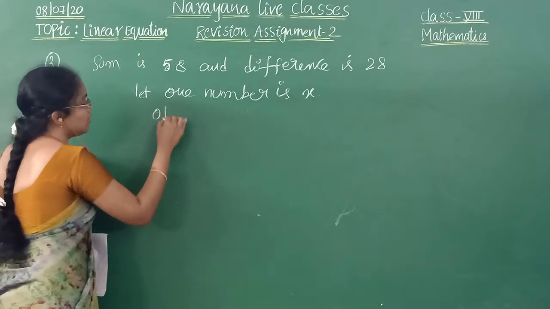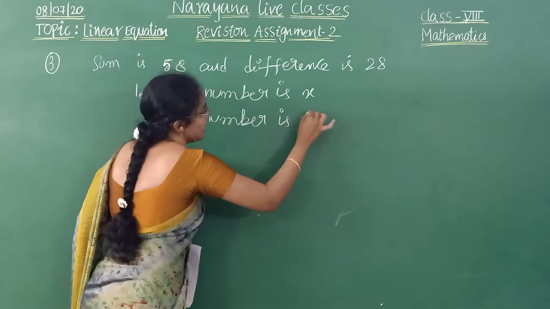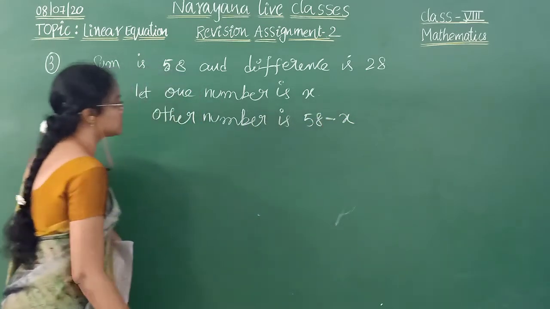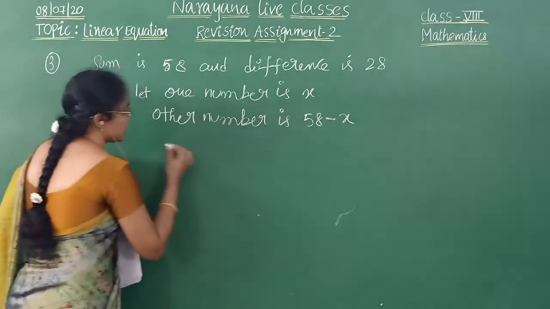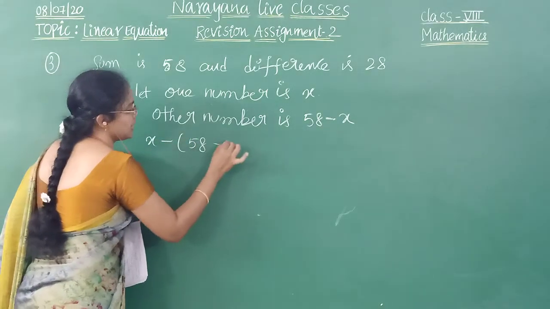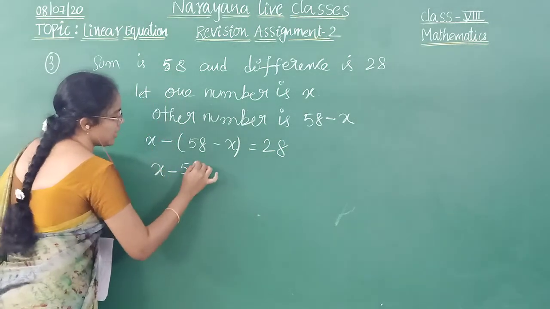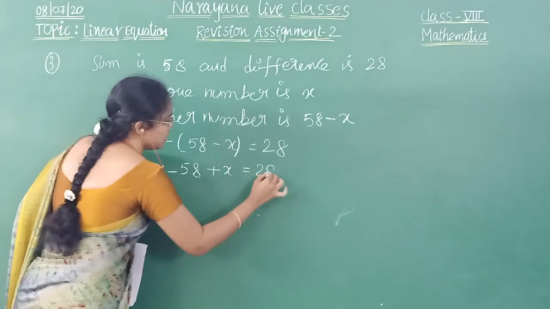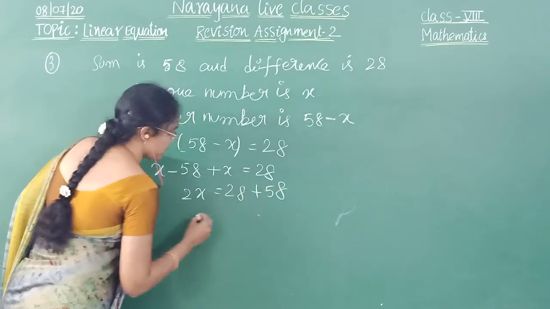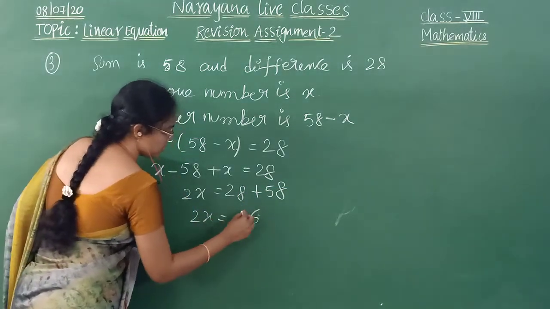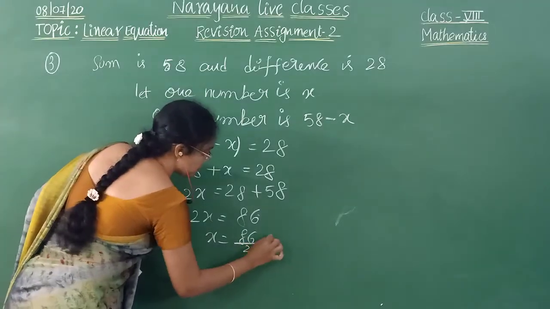According to the addition, the other number is 58 minus x. The sum of the two numbers is 58. We take the difference as 28. The two numbers are x and 58 minus x. The difference: x minus (58 minus x) is 28 as given. So apply the negative sign: minus 58, minus into minus plus x, equal to 28. x plus x, the variables you add, 2x. Minus 58 transfers to that side and becomes plus 58. 58 plus 28: 2x equal to 86. x equals 86 by 2, since 2 is multiplying, transfer that side. 86 by 2 is 43.